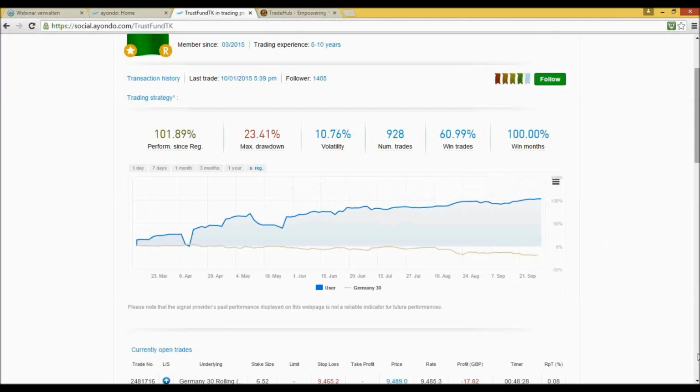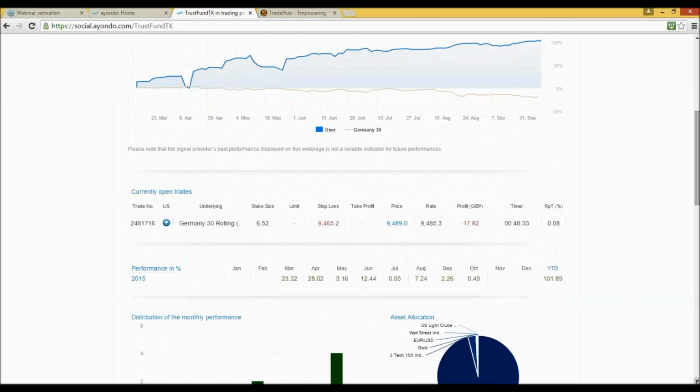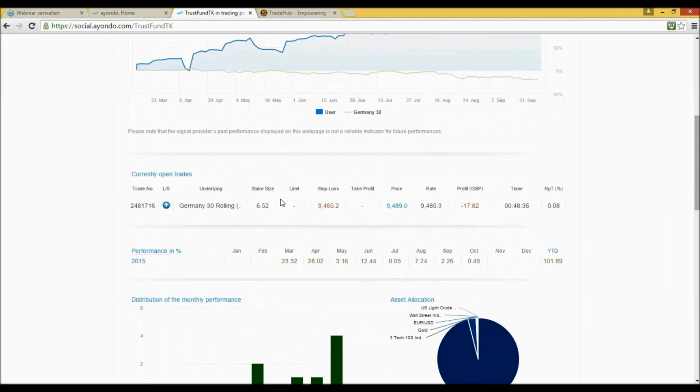Let's have a look at this a little bit further and see exactly what he's done. At the moment we can see he's got a trade running on the Germany 30 rolling. The stake size is 6.52. We've got a stop loss set at 94.65, and the price that he entered was at 94.89. The current price is 94.79, so he's about 10 points offside, which is why he's losing currently just under £60.